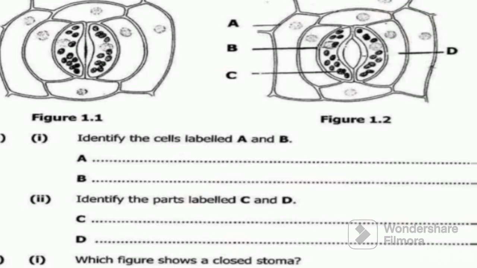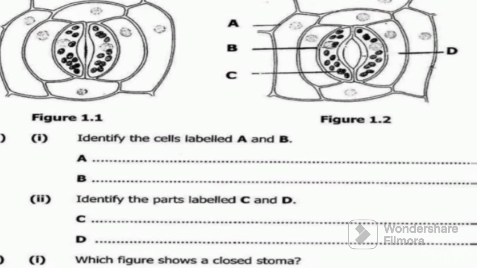The cell labeled A, we can call this the cell wall. And the cell labeled B is the guard cell. This is specifically the guard cell, one of a pair of guard cells.